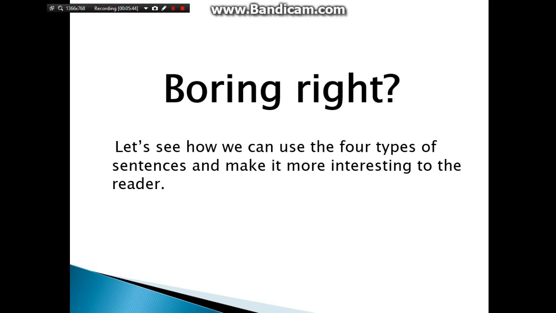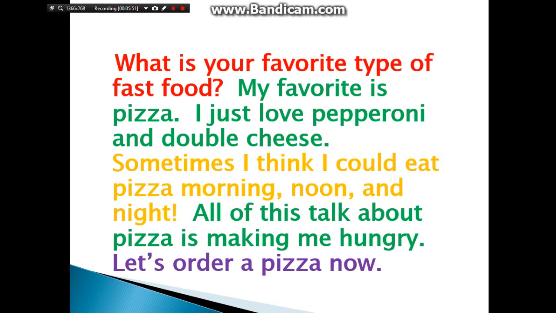But if you think about the 4 different types of sentences, you can make a much more interesting paragraph. For example, what's your favorite type of fast food? My favorite is pizza. I just love pepperoni and double cheese, especially if it's ordered from Peace Love Pizza. Sometimes I think I could eat pizza morning, noon, and night. All of this talk about pizza is making me hungry. Let's order a pizza now.